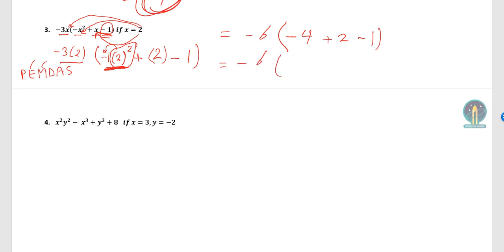So what does this give me? So minus 6 times minus 4 plus 2 is minus 2. Minus 1. So minus 4 plus 2 is minus 2. Minus 2 minus 1 is minus 3. So it's negative 6 times negative 3. Right? And that gives me 18. Because both negative signs cancel out, right? Or they give me a positive value. Okay, they don't really cancel out. We say that symbolically, but they really multiply to give you a positive. So the final answer is 18.